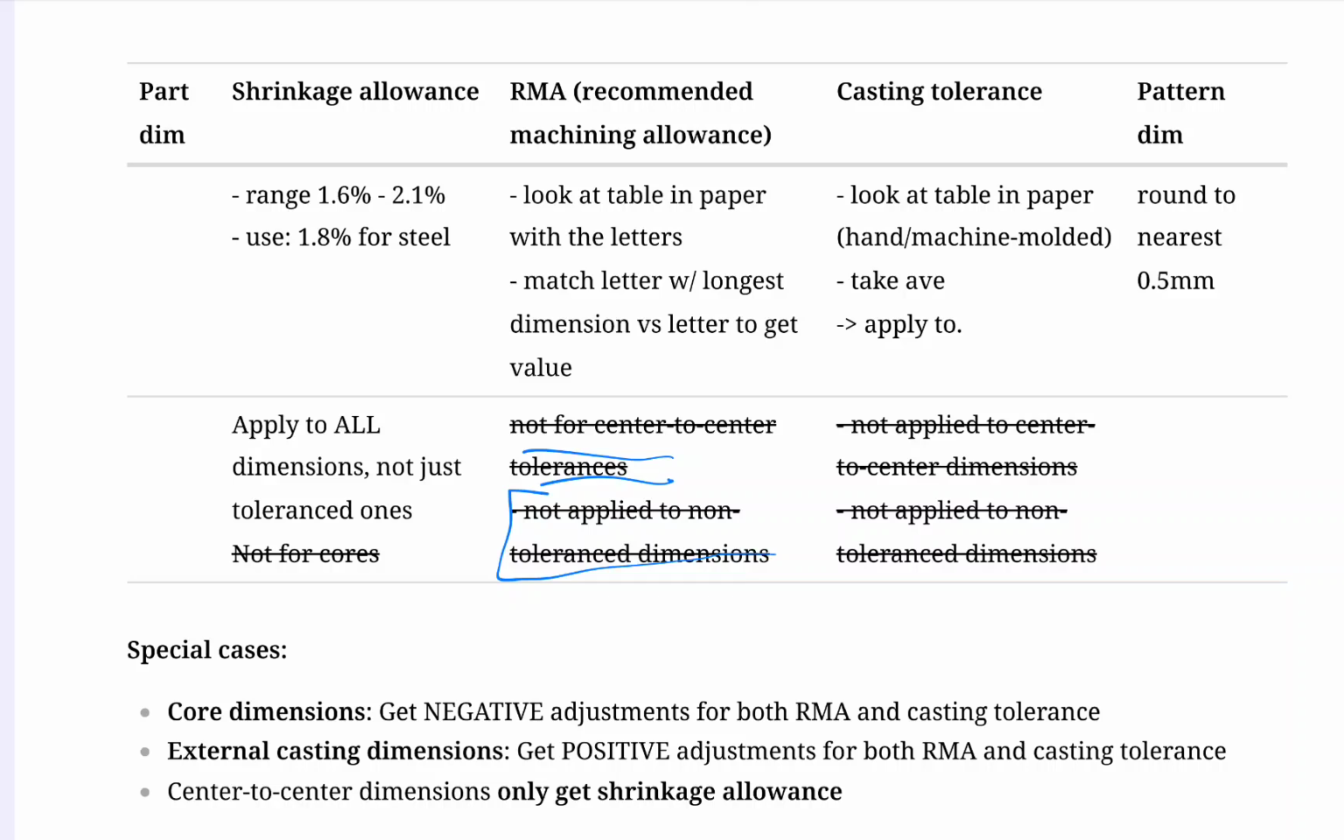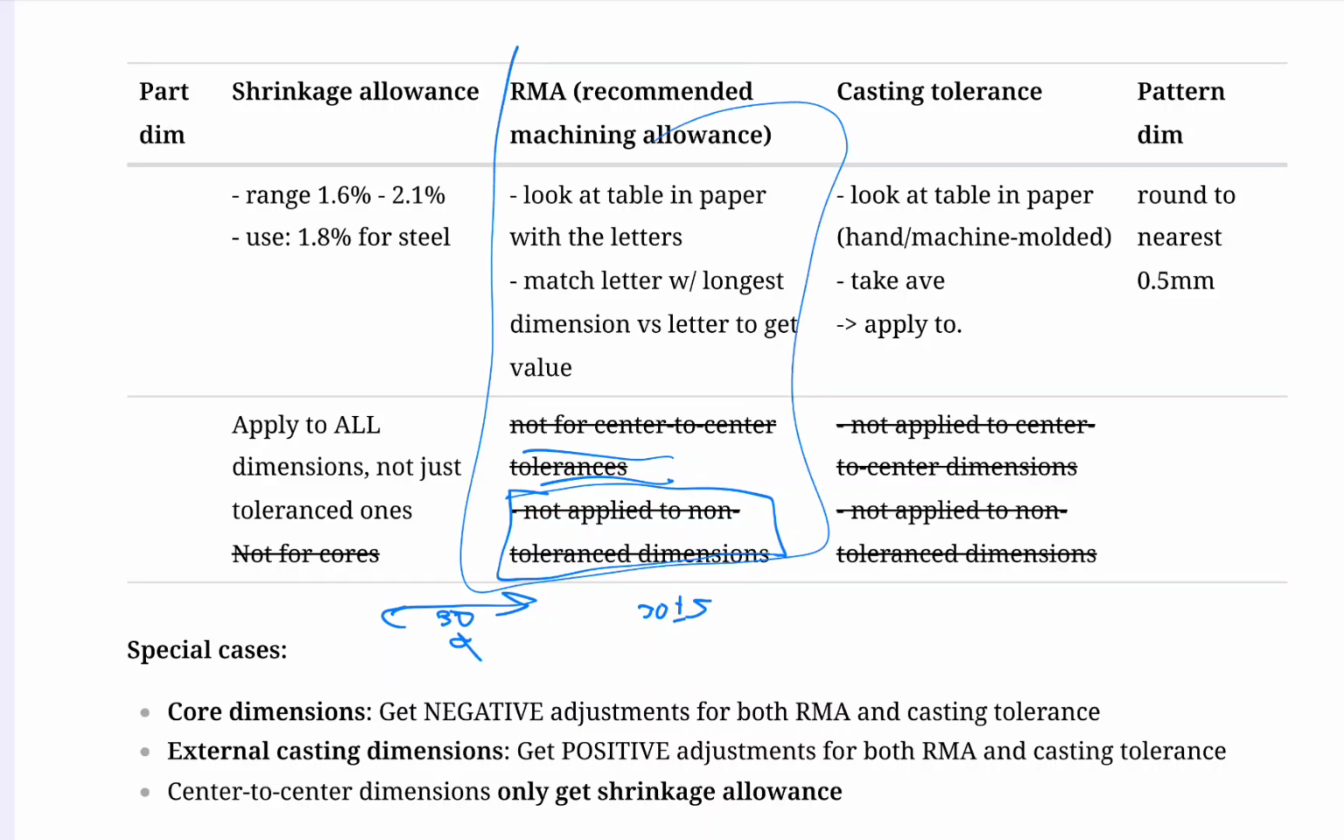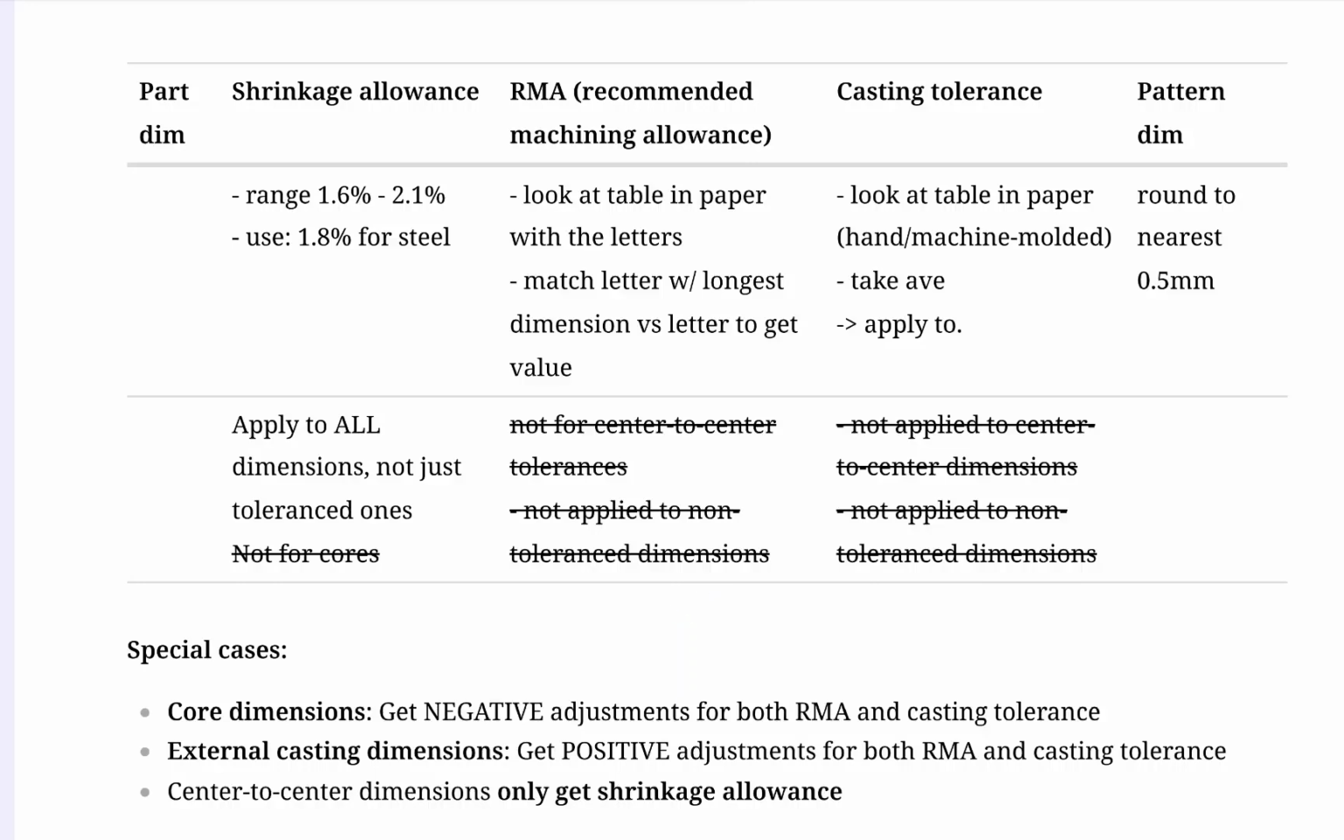Not for center to center tolerances. And it's also not applied to non-tolerance dimensions. So anything that literally just says 30, but doesn't say 30 plus minus 5 or whatever, you don't worry about these for this section. Only these ones. Okay? Unlike this one, which is applied to all, just because we don't really care about the precision that much if, in the first place, we didn't indicate the precision on our diagram itself.